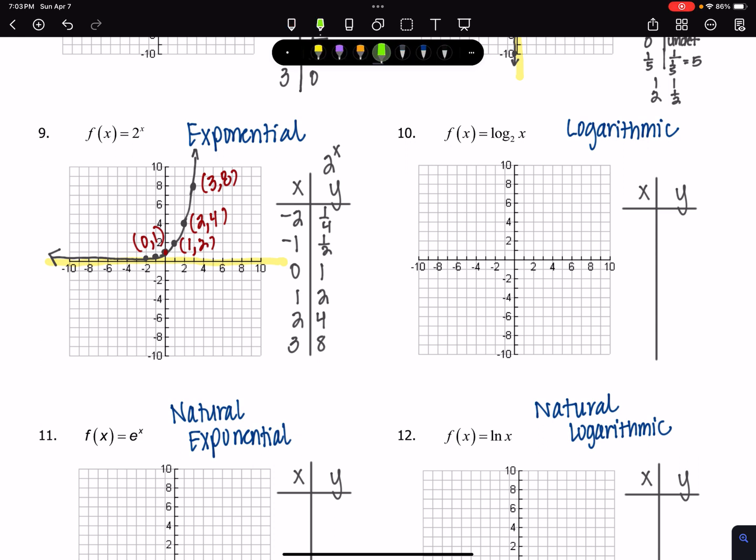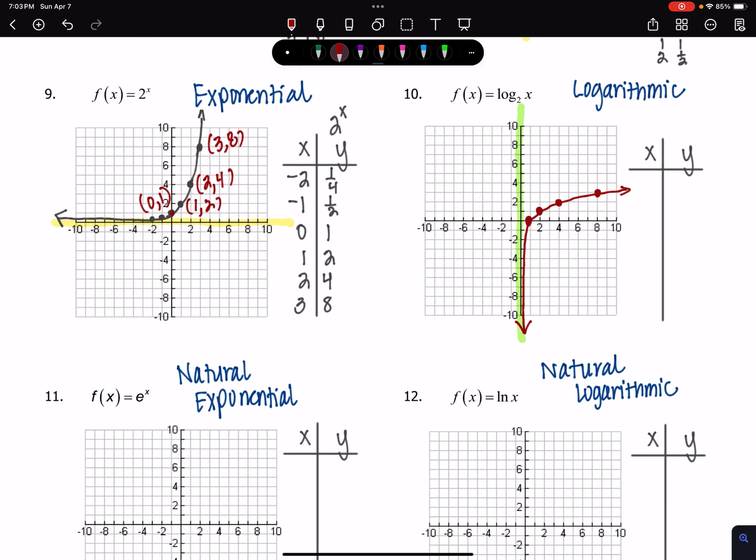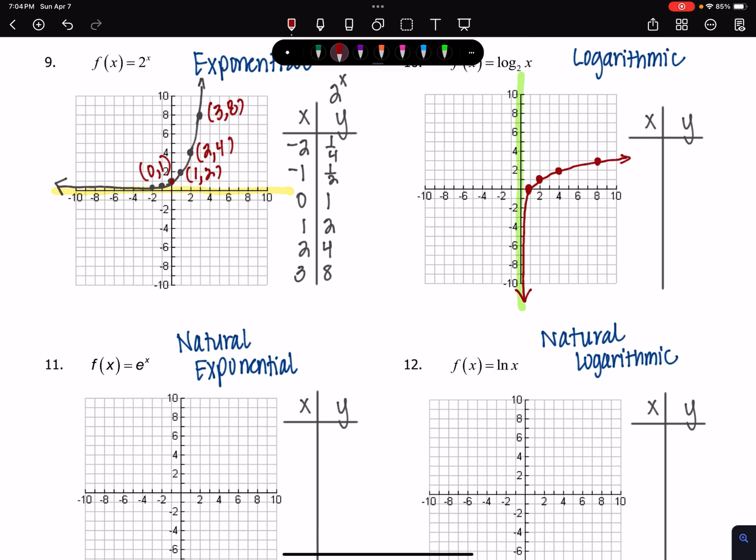A logarithmic function has a vertical asymptote. 0, 1 on the exponential is going to become 1, 0 on the log. 1, 2 on the exponential is going to become 2, 1 on the log. 2, 4 becomes 4, 2, and 3, 8 becomes 8, 3. And that's your logarithmic function. And both 9 and 10 are a base 2. Your exponential and logarithmic can be any base, but we typically show our parent functions with base 2.